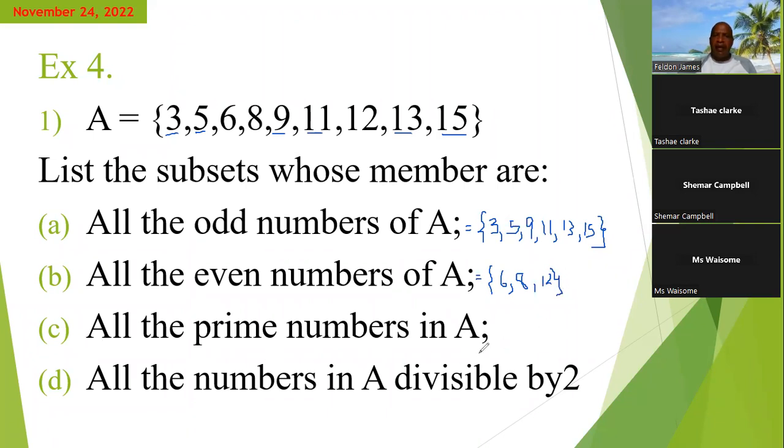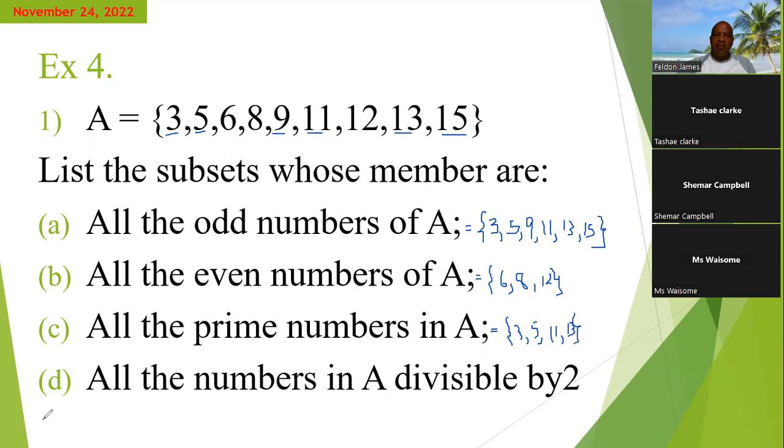All right. All the prime numbers of A now. 3, 5, 11, and 13. So we have 3, 5, then we have what? 11 and 13. All right. So by now, everybody knows what prime numbers are.